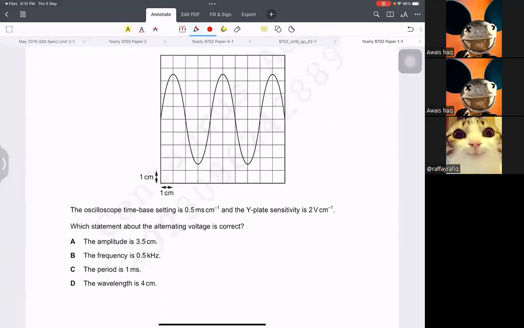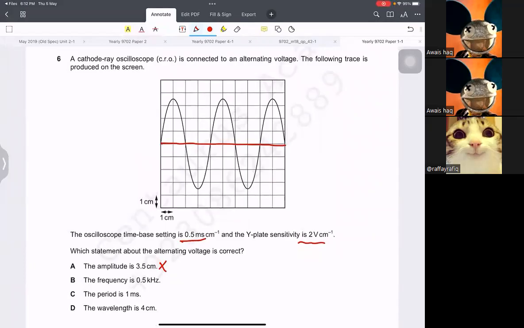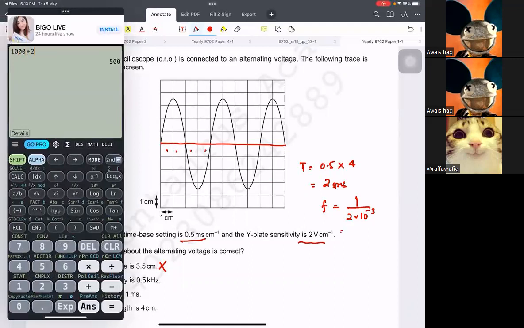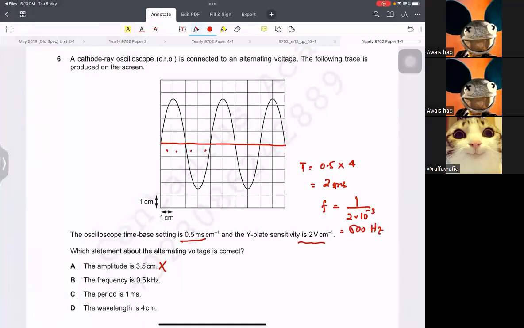Now cathode ray oscilloscope, time base, Y plate. Which statement about the alternating current is correct? So this is the middle of the wave or the signal. The amplitude is this, that is wrong. This is just the display. The frequency is 5. Okay, let's try finding these 4 boxes. So time period is time-base setting times 4. So that's 2 milliseconds actually. So frequency is 1 over 2 times 10⁻³, 1000 divided by 2. Frequency is 500 hertz actually. 0.5 kilohertz is the same as this, right? So it has to be B, no doubt. Very tricky. That's the same thing.